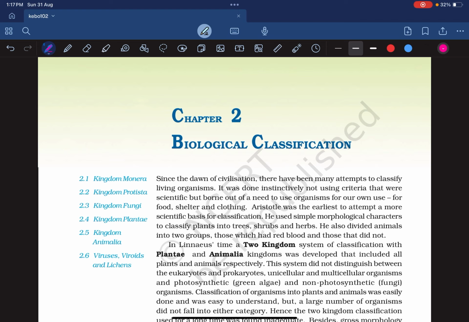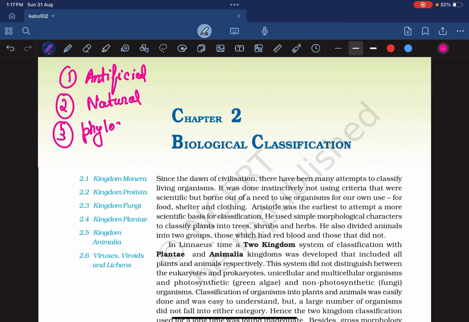Classifications are of three types. First one is artificial. Second one is natural. Third one is phylogenetic. Here phylogenetic classification means classification on the basis of evolutionary relationships. You will get to know more about this in chapter number 3, plant kingdom.